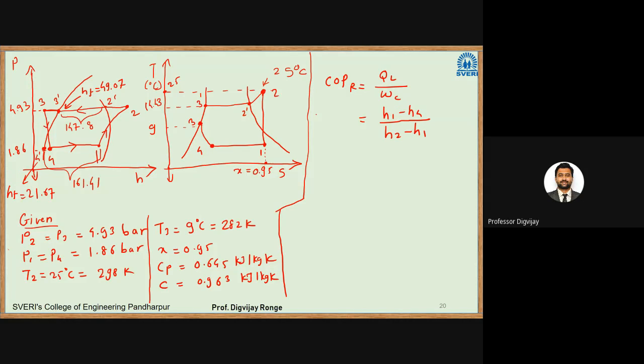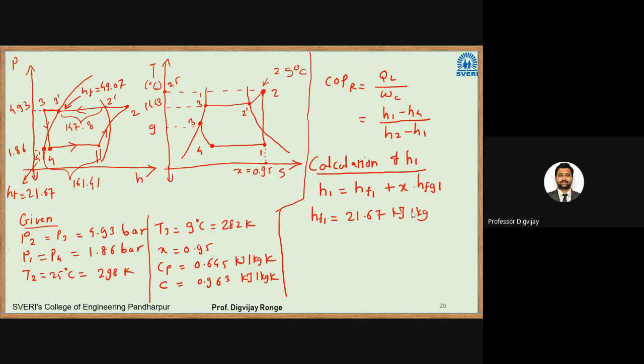So I'll begin with the calculation of H1. H1 is in the liquid region. So H1 will be equal to HF1, the enthalpy of liquid at pressure 1, plus dryness fraction into HFG1. Okay, so HF1, that means enthalpy of liquid at pressure 1, is given in this case as 21.67 kilojoule per kg.